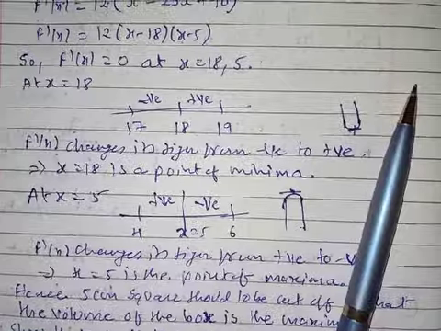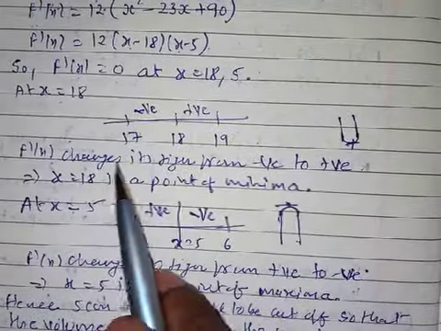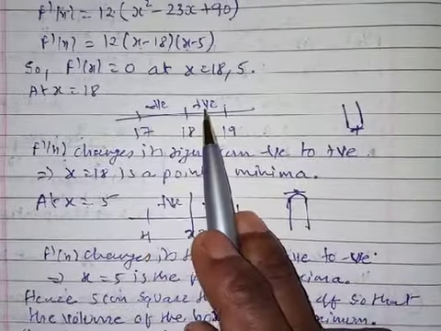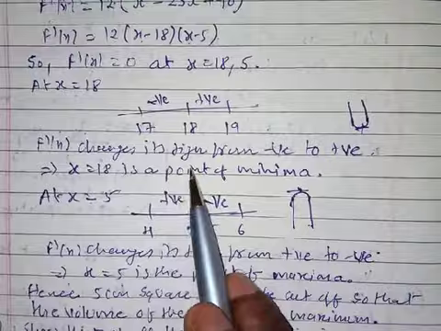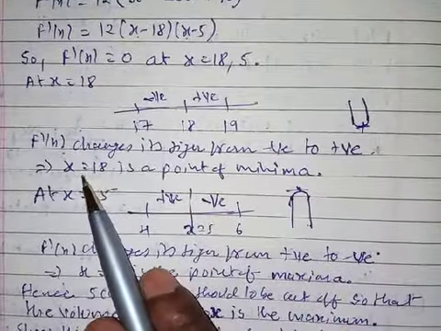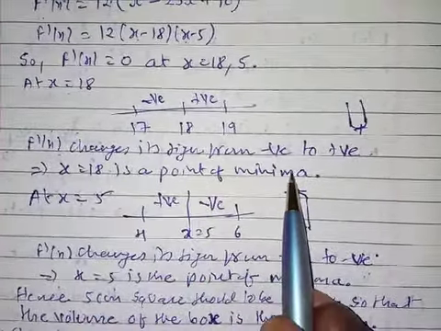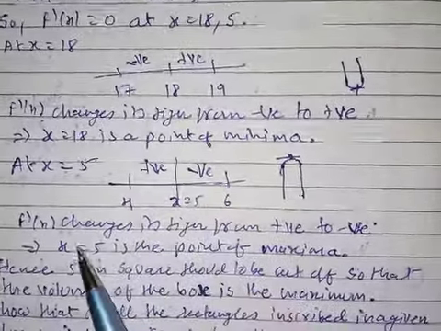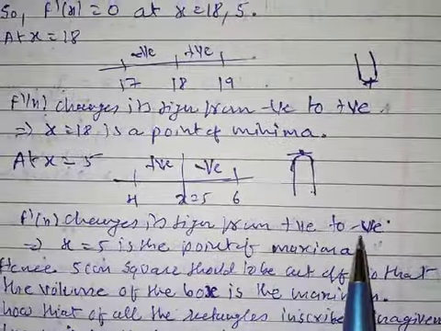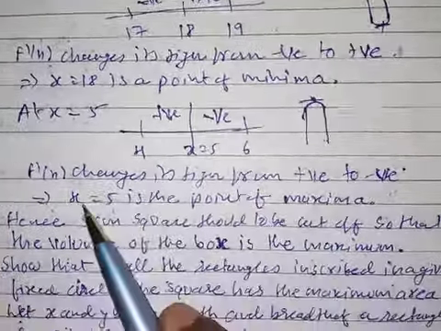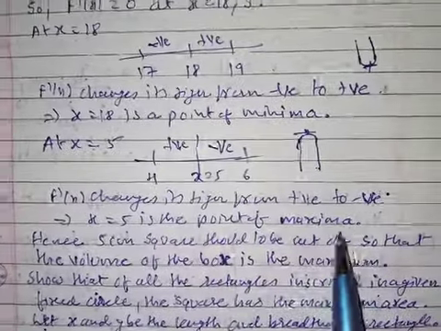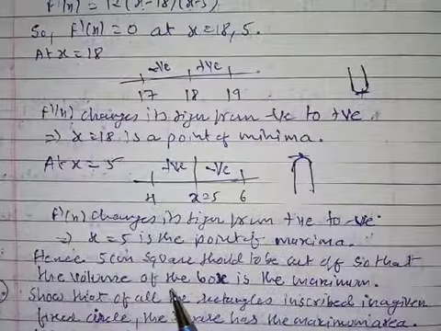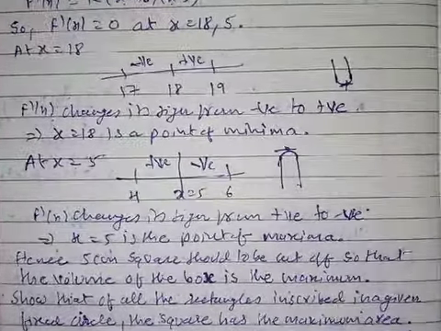So f dash of x, if you take x is equal to 17 and 19 around 18, it is negative and then positive. So f dash of x changes its sign from negative to positive. Therefore x is equal to 18 is a point of minima. At x is equal to 5, it is changing from positive to negative, so f dash changes from positive to negative. Therefore x is equal to 5 is a point of maxima. Hence 5 centimeter square should be cut off so that the volume of the box is maximum.